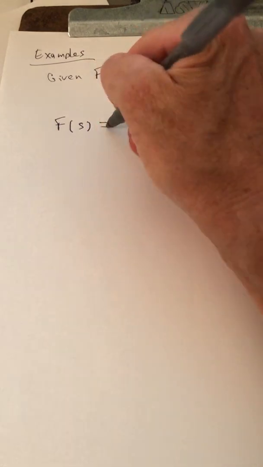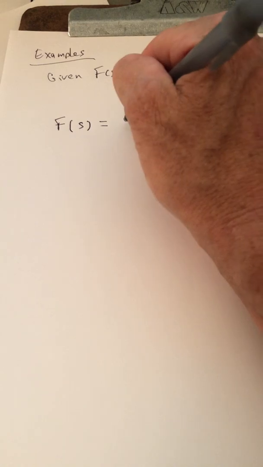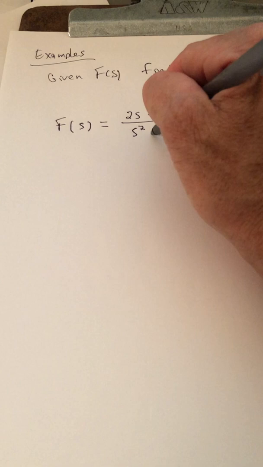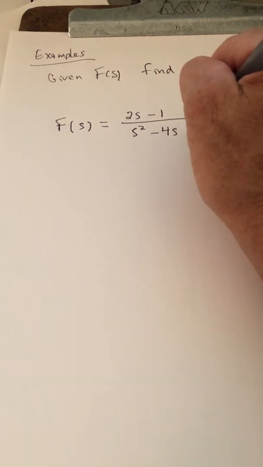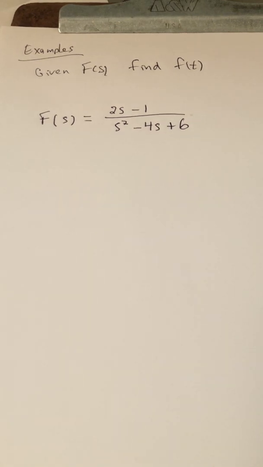So let's say we have F of s equals 2s minus 1 over s squared minus 4s plus 6. Now, the first thing I would notice is that the denominator is an irreducible quadratic function. The numerator is already some linear function, so partial fraction decomposition is not going to help at this point.